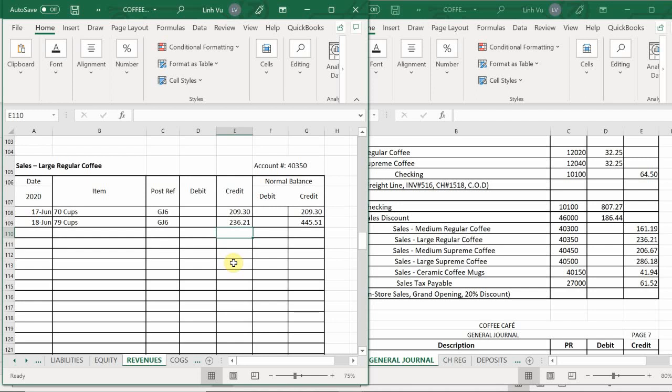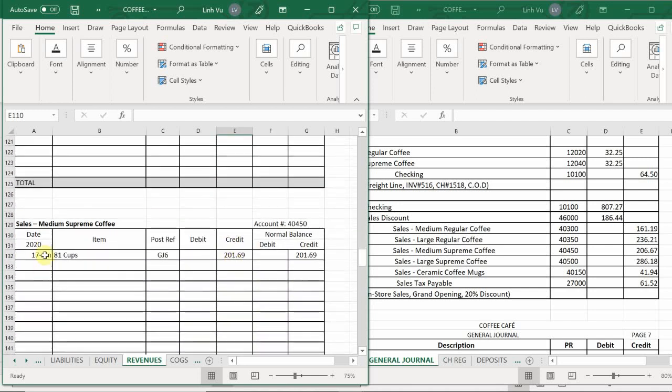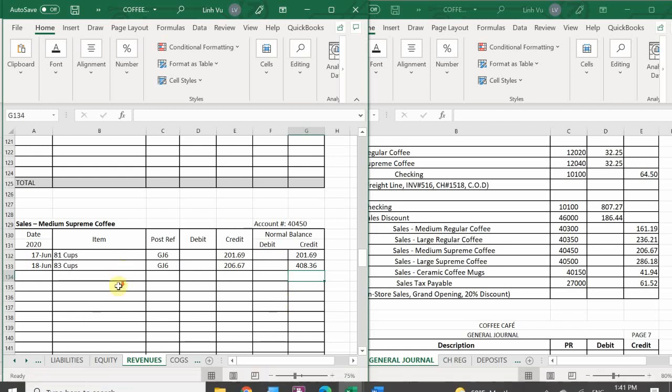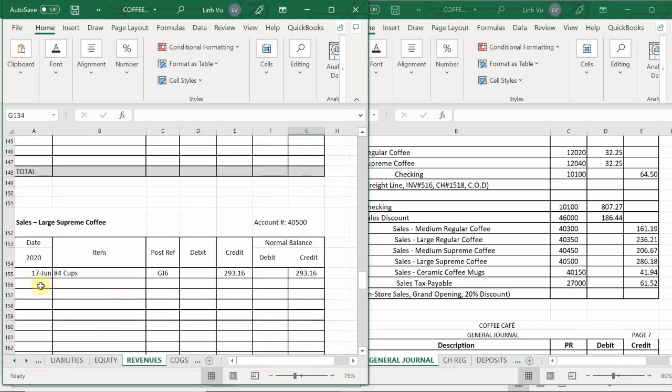So now we have the Supreme medium. And we sold 83. 206.69, so it is 408.36. Yep. Good. Now we have the large one, 82 cups.